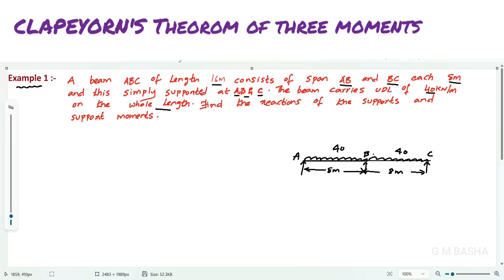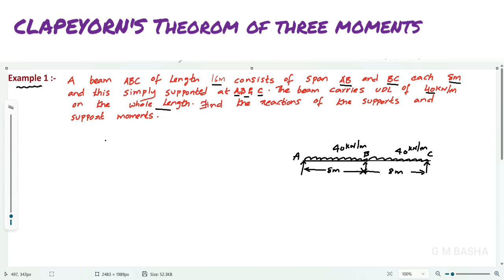Clear? You can write down 40 anywhere, it's fine. Otherwise, you can write down 40 kilonewton per meter individually for each span. So this is the given data in the question. For this, we have to find the support moments and support reactions.